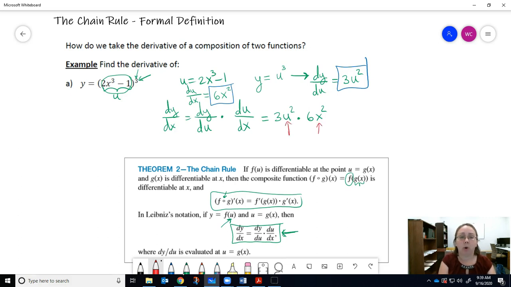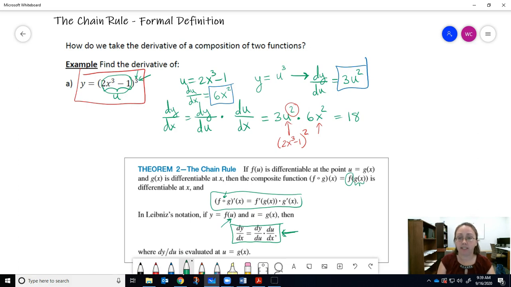If you look at the original problem, did the original problem have a u? No, u is something we've made up. So in our final answer, we have to put back what u actually is. So multiply the 3 and the 6, that's 18. But instead of putting u, plug in what u was. So u was 2x cubed minus 1. Be careful, it still has a square on it.